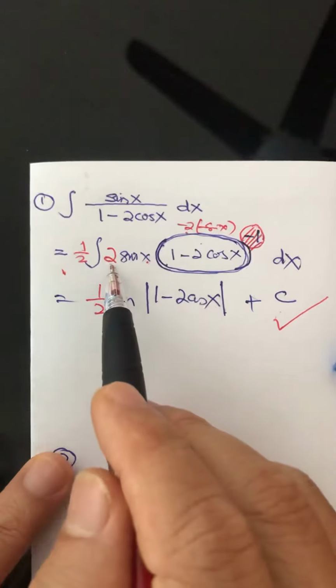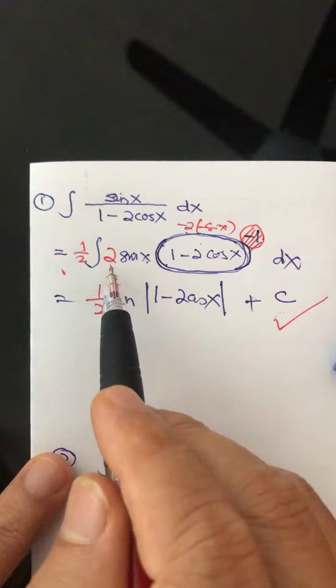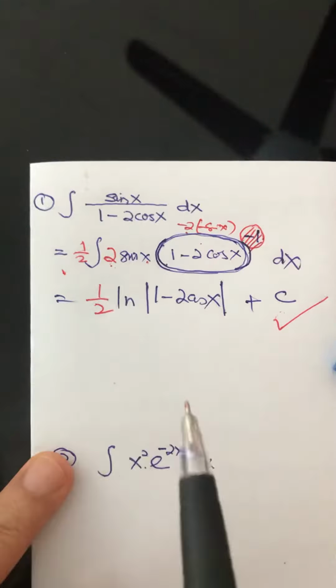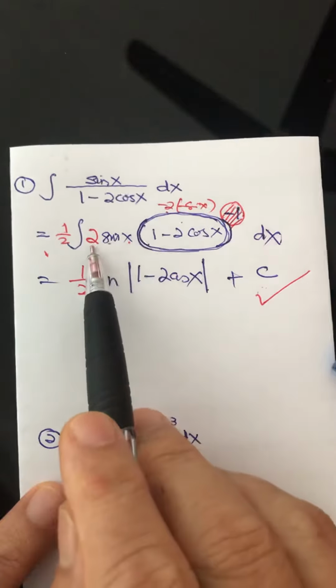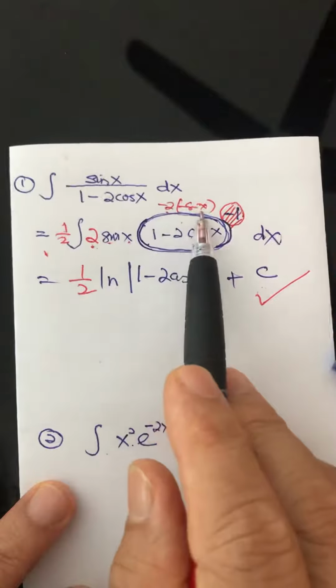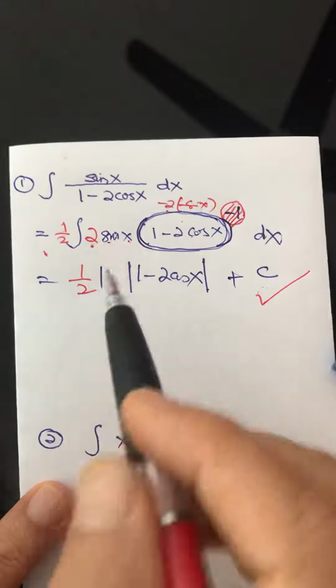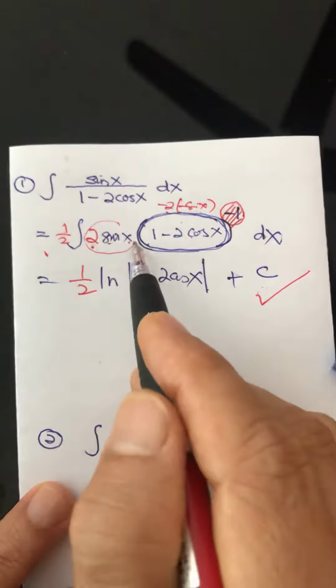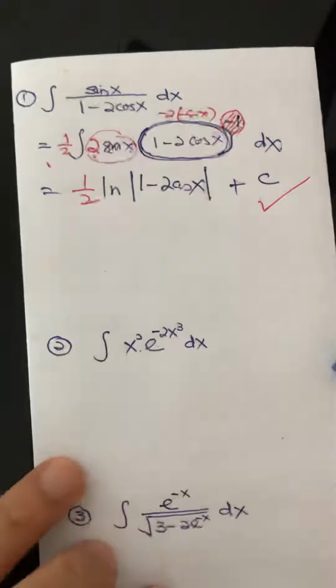Okay, so you can add only numbers. You cannot add x, remember. You can only add numbers. So here, because I differentiate this, I get 2 sine x, so I just add a 2, so that it becomes 2 sine x. Then 1 over 2. Okay, now look at this.